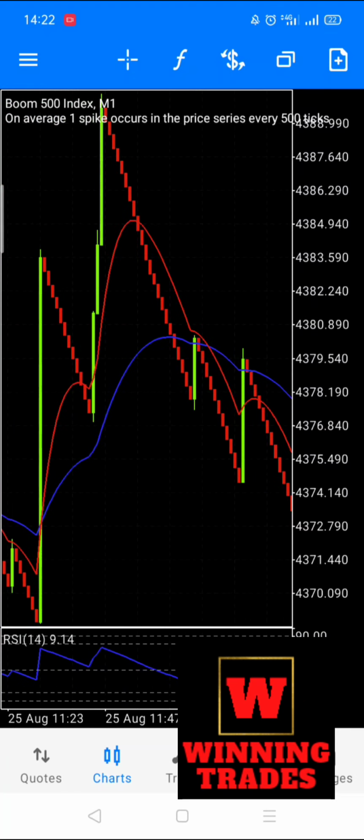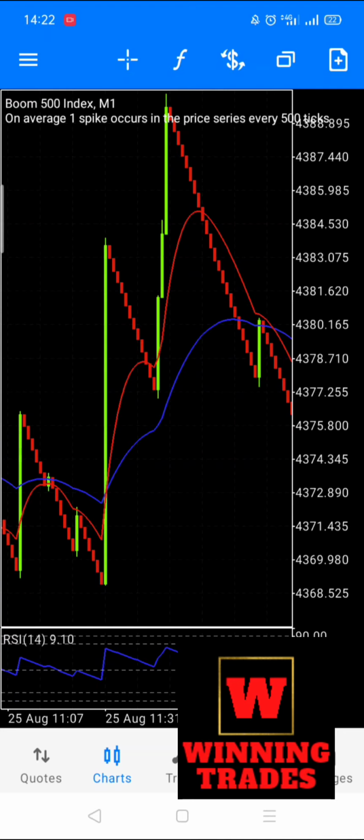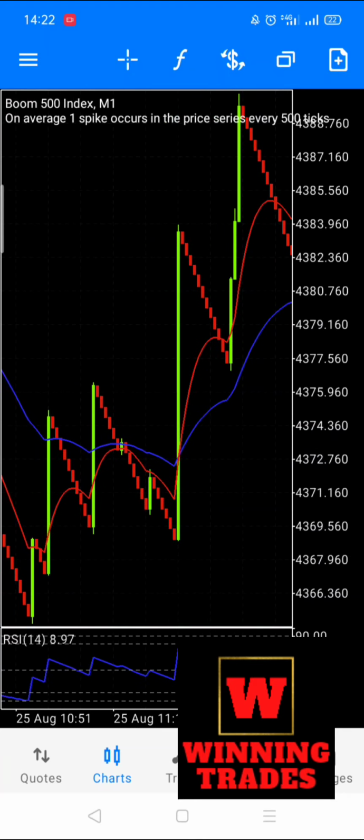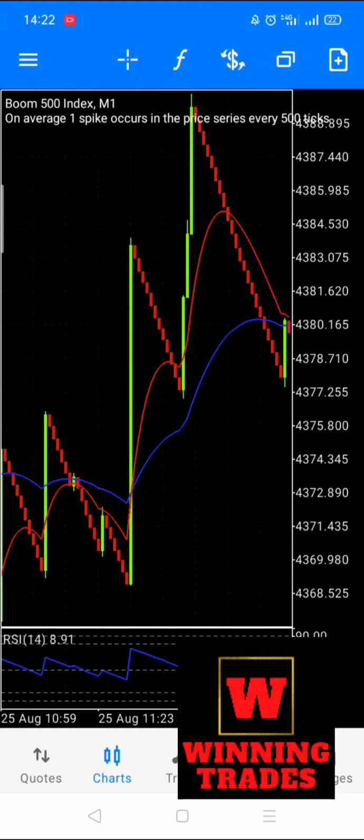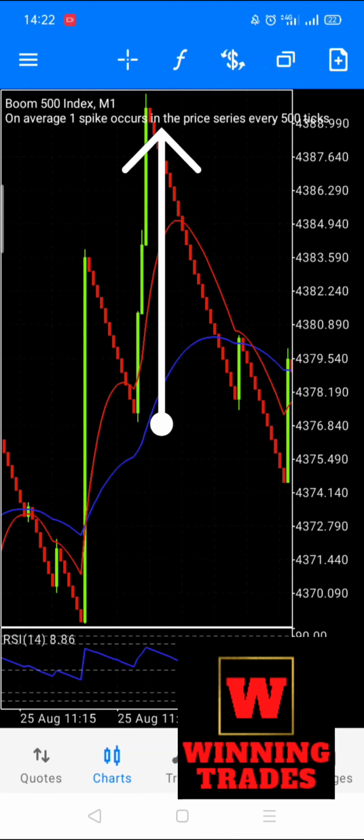Now we're going to look for where the 13 EMA crosses above the 50 EMA. Okay, so now look at this spike caused this 13 EMA to cross above the 50 EMA. What do you get? You place your buy as soon as you notice that the price has come down to the 13 EMA. What do you get here? Look at good profit, guys, all the way to this point.